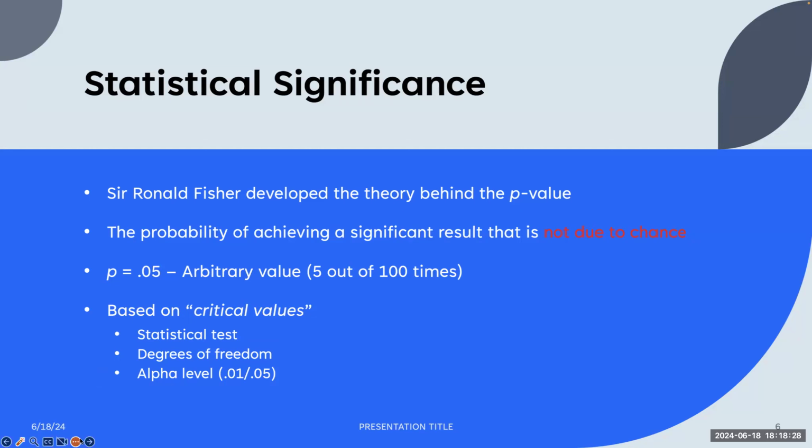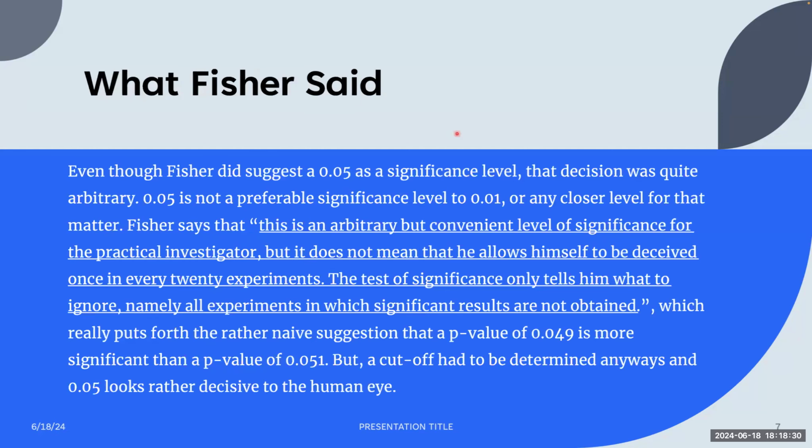Now, having said that, this is what Fisher said. I'm not going to read this to you; I'm going to let you use the presentation. But again, he said it is an arbitrary but conventional level for the practical investigator, and so on. He had to choose a number. The cutoff had to be determined, and 0.05 looks rather decisive to the human eye. So it really wasn't a lot of science behind this.